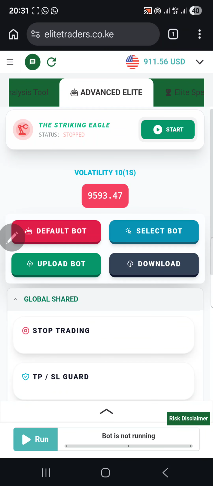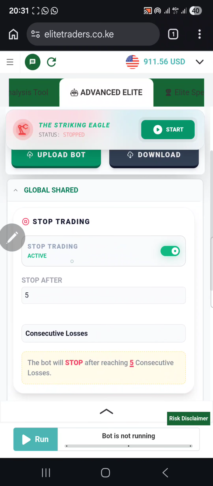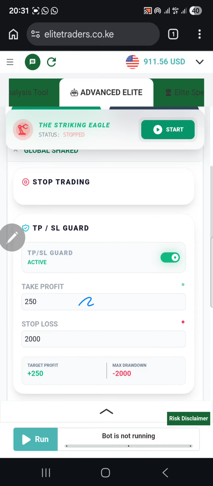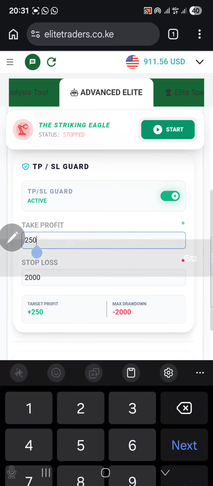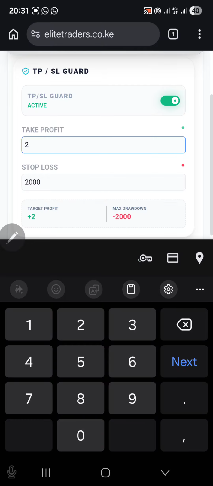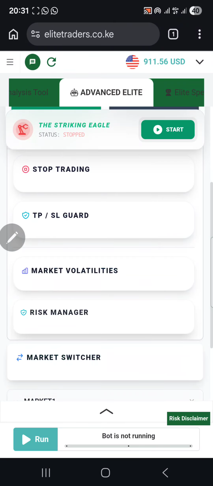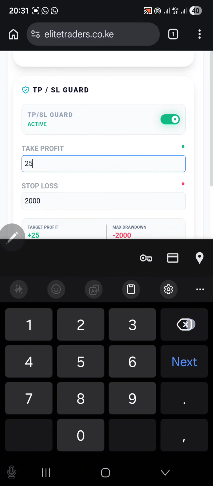So I'll just click global shared. This one is already set to 5. That's the stop loss, set to 5 consecutive. Then I'll just go to target profit and stop loss guard. I'll set up my target profits and I'll only do like 200. Well, let me do 250. Then close that. Then let's go to, I think that's a lot. Let me just do 200.